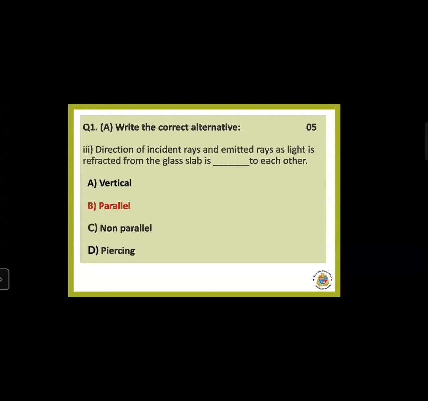So when we draw the diagram, we get the incident rays and emergent rays both parallel to each other. So the direction of incident rays and the emergent rays as the light is refracted from the glass slab, these both are parallel to each other. So the right option is B, parallel.